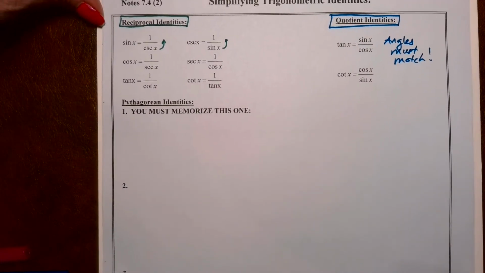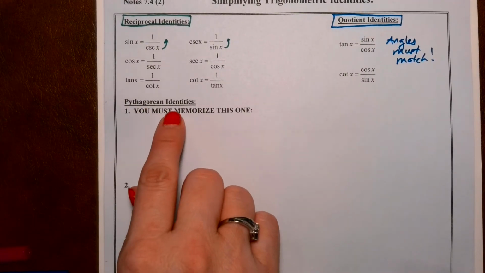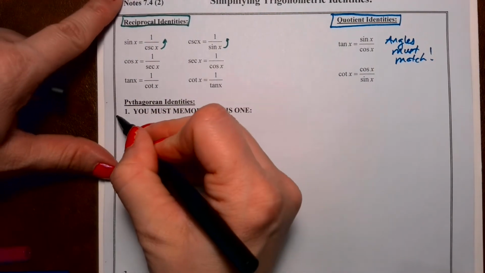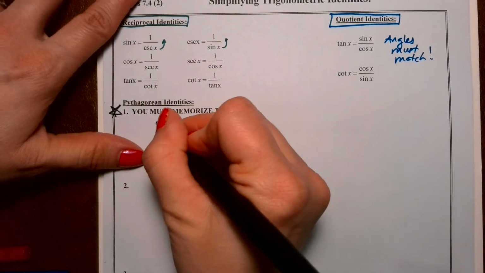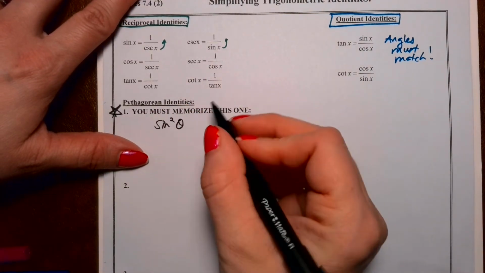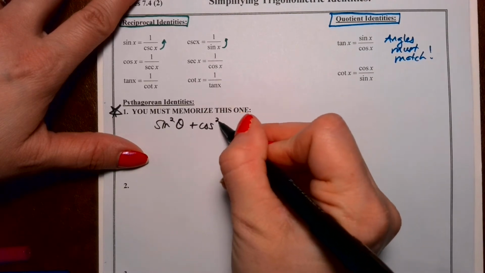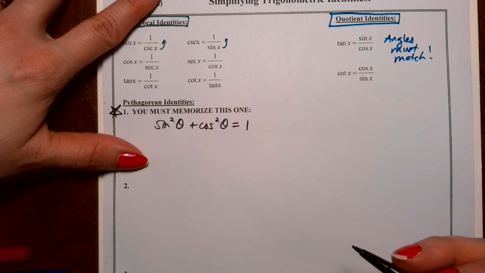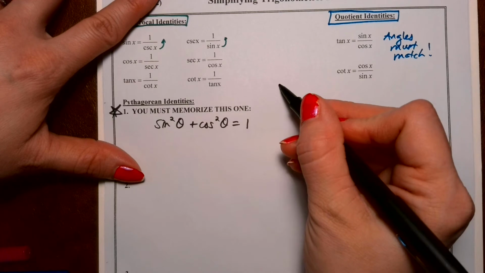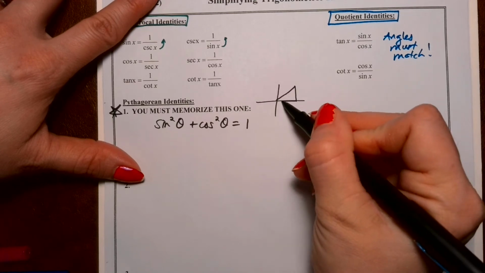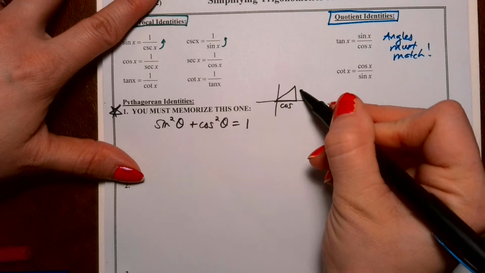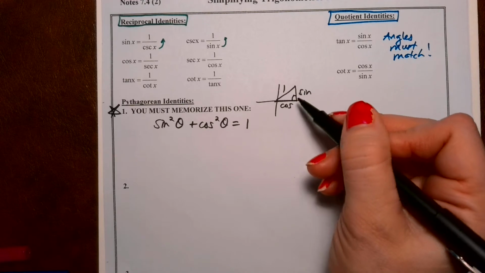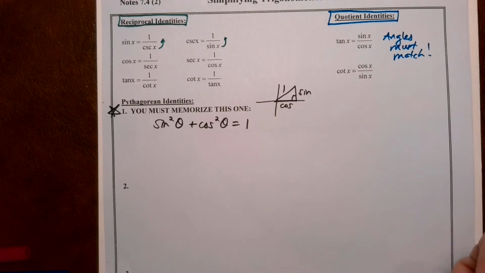Okay? The most powerful ones are the Pythagorean identities. Okay? And this first one right here, you must memorize this one. You must memorize this one. And it's sine squared of theta plus cosine squared of theta, and that equals a 1. Okay, if you think about a unit circle, where this is the cosine, the x is the sine, and the hypotenuse is 1, and if we did a Pythagorean theorem, cosine squared plus sine squared would make a 1.